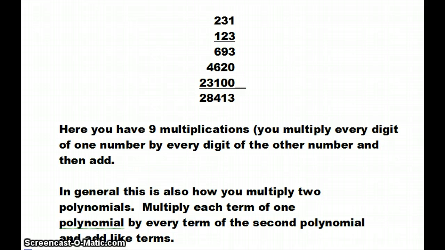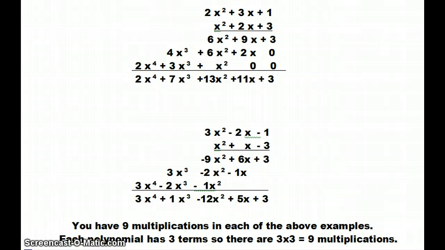So in general, this is exactly how we're going to multiply polynomials together. We're going to multiply each term of one polynomial by every term of the second polynomial, and then we are going to add terms that are alike. If we look at the top example, we have something that looks kind of complicated. It's 2x to the second plus 3x plus 1, and we have x to the second plus 2x plus 3. If we look at the coefficients in front of those, we have 2, 3, and 1, and we have 1, 2, 3.